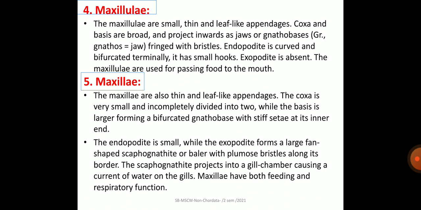While the endopodoid is small, the exopodoid forms a large fan-shaped scaphognathite or baler with plumose bristles along its border. It projects into a gill chamber, causing a current of water on the gills. Maxillae have both feeding and respiratory function.